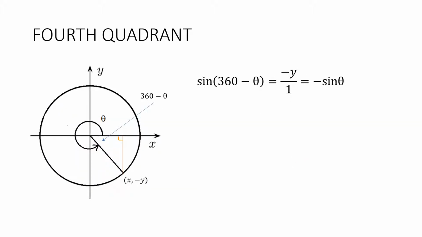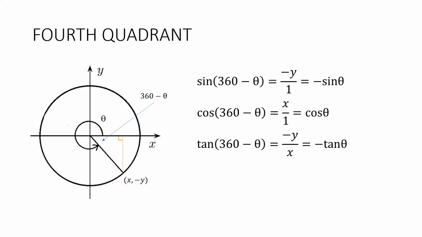And finally the fourth quadrant. So beginning with sine, y is negative, so it's negative y on 1, so it's negative sine theta. Cos is positive, because x is positive. And tan is going to be negative y on x, so it's negative.